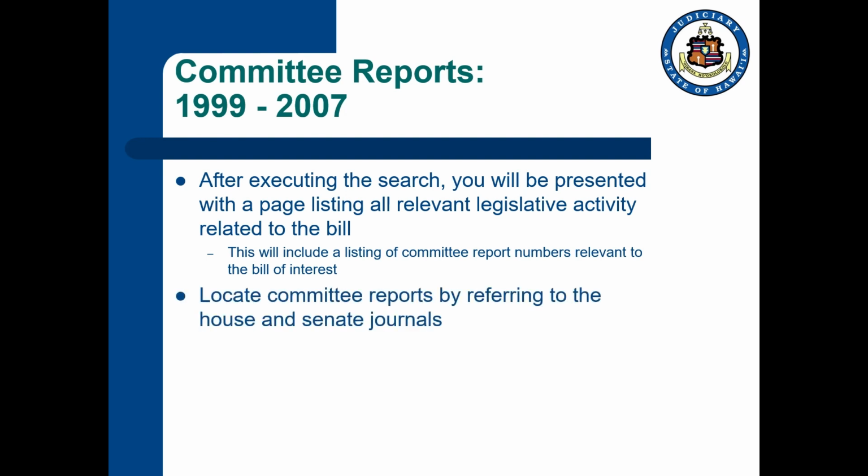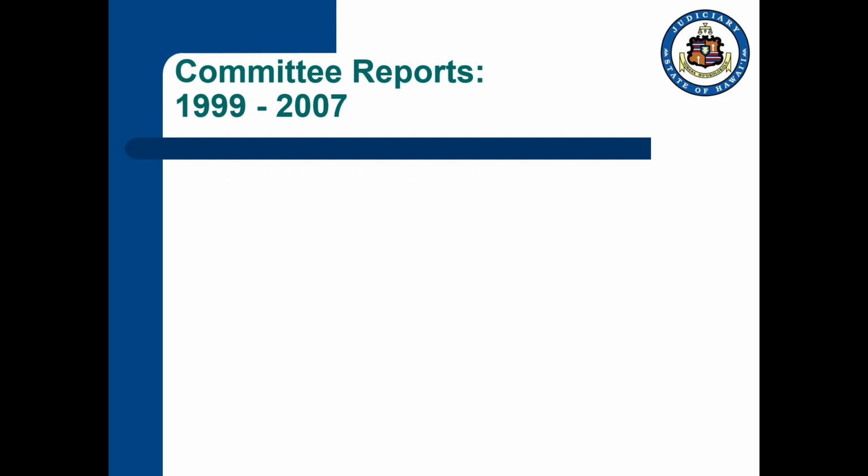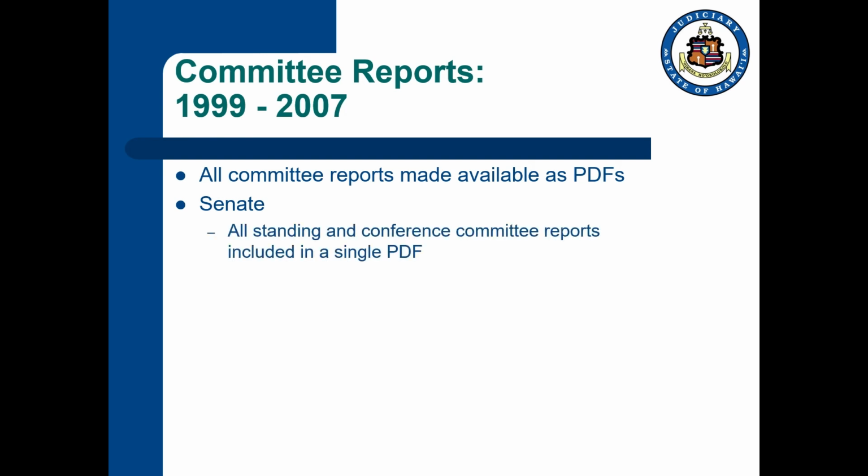Once you have all relevant committee report numbers, the best way to locate those committee reports will be by referring to the House and Senate journals. Once you locate the House or Senate journal for your year of interest, committee reports will be available as PDF files. For the Senate journals, all standing and conference committee reports will be included in a single PDF. For the House, committee reports may be consolidated into a few PDF files or broken out into many, depending on the year.